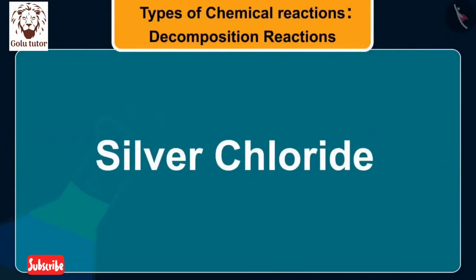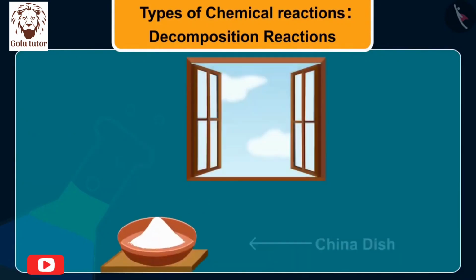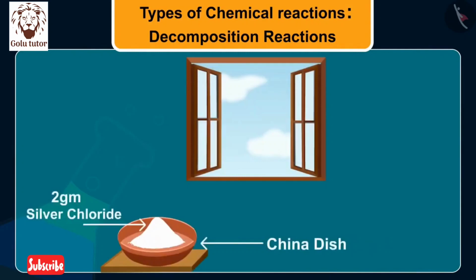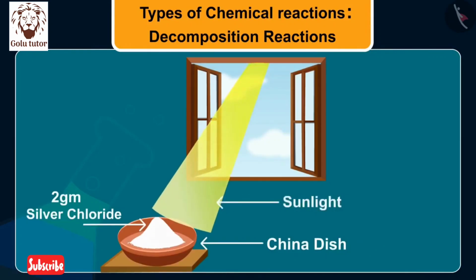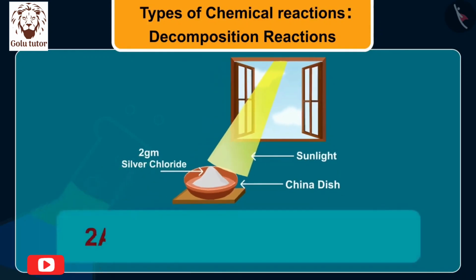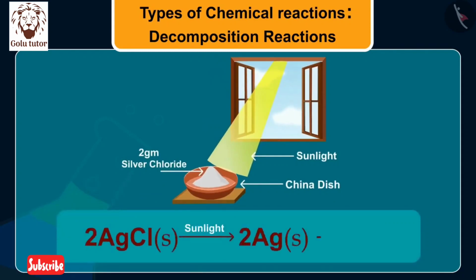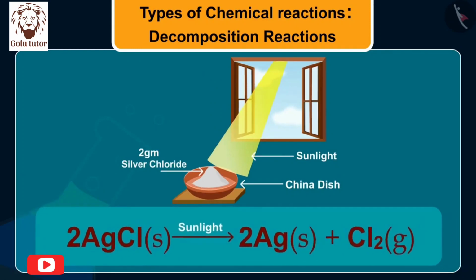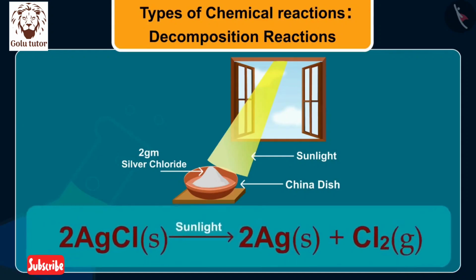Decomposition of silver chloride is another interesting example of decomposition reaction. To perform this reaction, place a small quantity of silver chloride, AgCl, in a watch glass under sunlight for some time. The crystals slowly acquire a grey color. This is because the sunlight has caused decomposition of silver chloride into silver and chlorine. The reaction for this is silver chloride on decomposition by sunlight breaks down to form silver and chlorine.